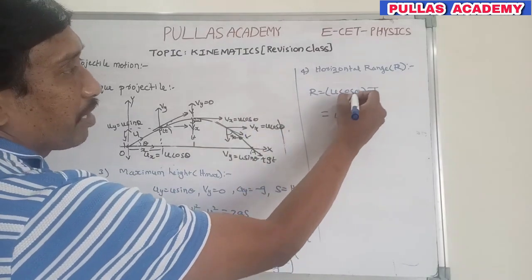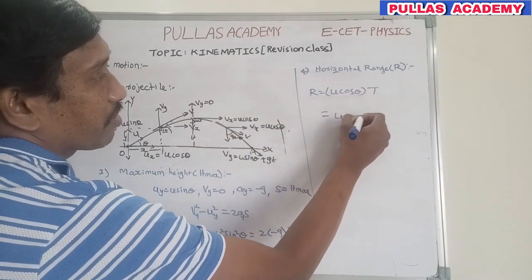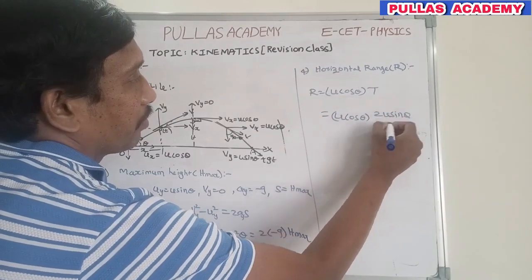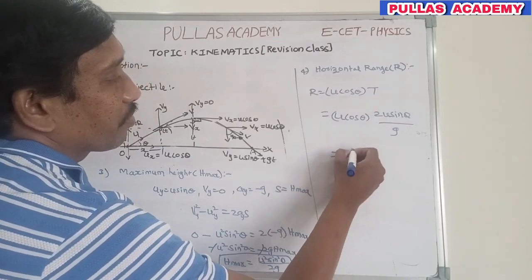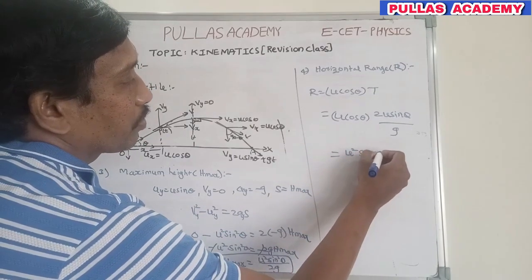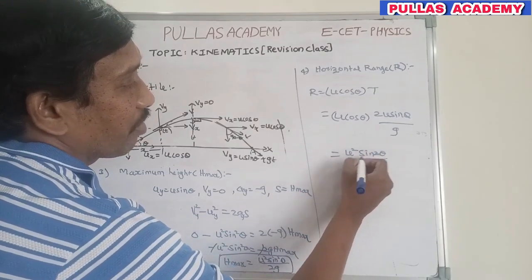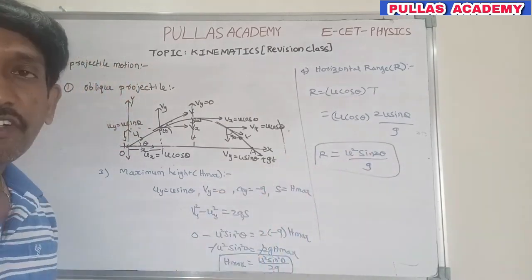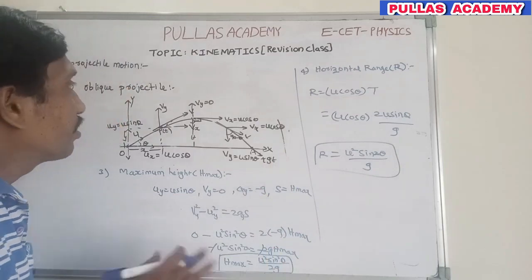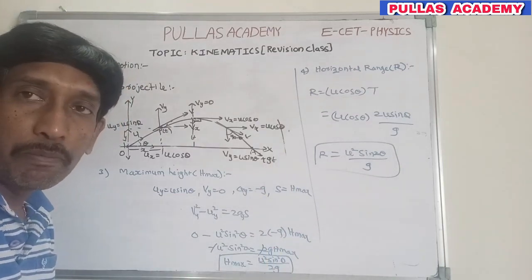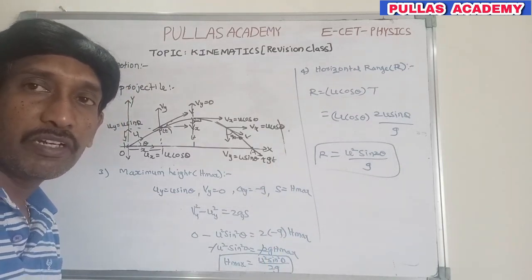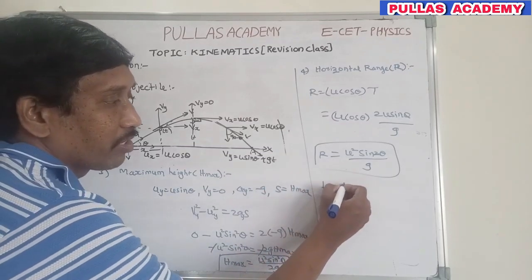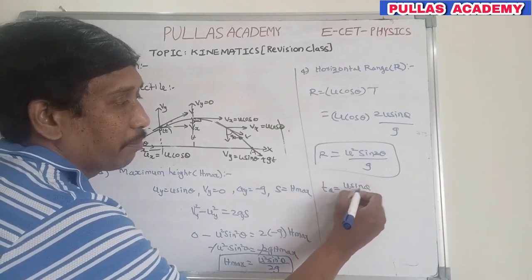Sometimes they ask based on this. The time of flight equation is 2u sin theta by g. If you simplify this equation, you get u square sin 2 theta by g. Not sin square, this is sin 2 theta by g. This is called the horizontal range. Clear? So these are the important formulas for oblique projectile. For oblique projectile, one is time of ascent. Time of ascent ta is equal to u sin theta by g.